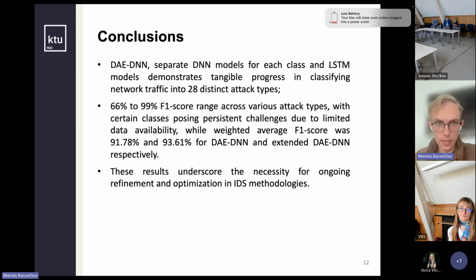And to conclude, the DAE-DNN, separate DNN models for each class and LSTM models demonstrate tangible progress in classifying network traffic into 28 distinct attack types. F1 score ranges from 66 to 99% across various attack types, with certain classes posing persistent challenges due to limited data availability, while weighted average F1 score was 91% and 93% for DAE-DNN and extended model, respectively. These results underscore the necessity for ongoing refinement and optimization in IDS technologies. That will be all from me.